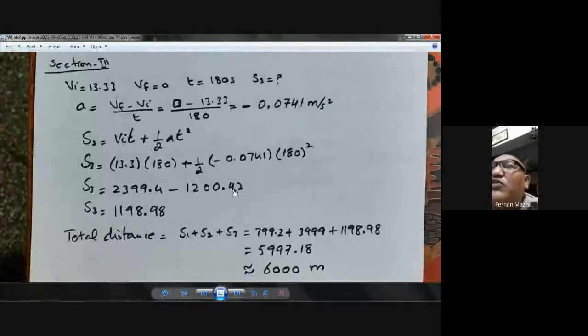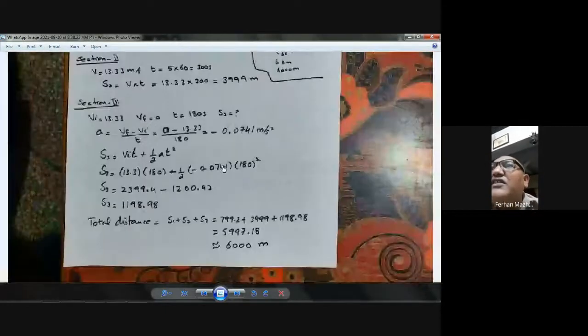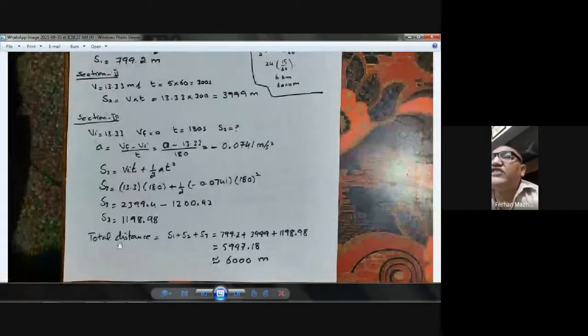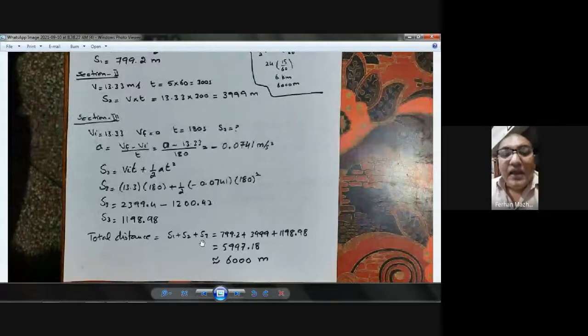Now we have found the distance traveled in the three portions. So the total distance traveled will be S1 plus S2 plus S3: the distance in the first section, the distance traveled in the second section, and the distance traveled in the third section. You just add them up and that will give you the total distance traveled. Using the calculator, my answer came to be 5997.18.